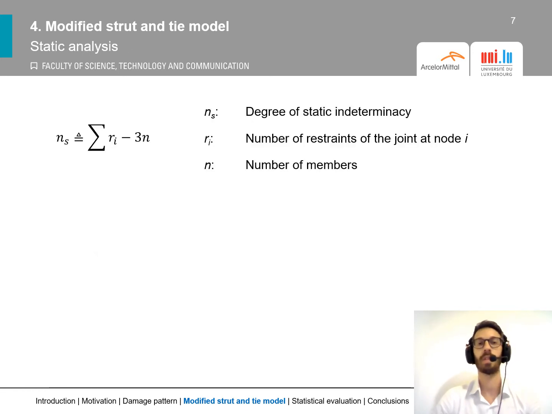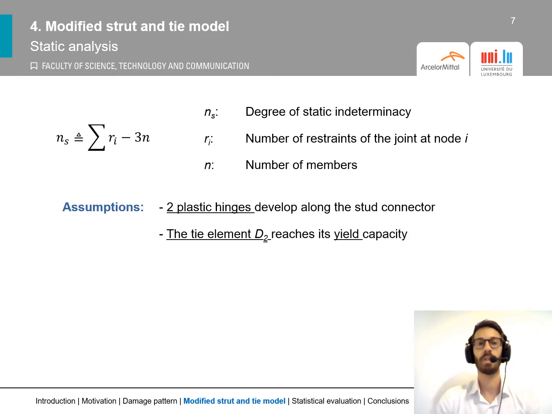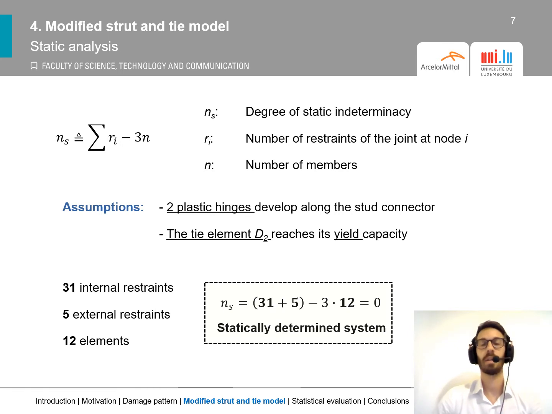In order to solve this structure, we first carry out a static analysis, aiming to determine the degree of static indeterminacy NS, defined in this equation. Considering the two formal assumptions, the 2 plastic hinges developed along the stud and the tie element D2 reaching its yield capacity, we can compute the value NS, which is finally equal to 0, meaning that the system is statically determined and can be solved via equilibrium equations.